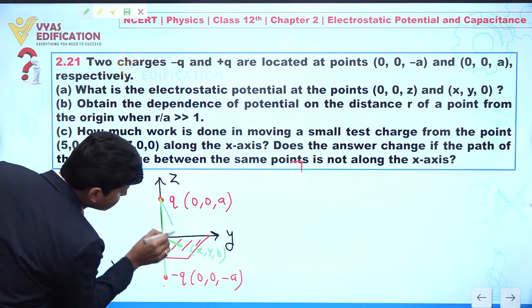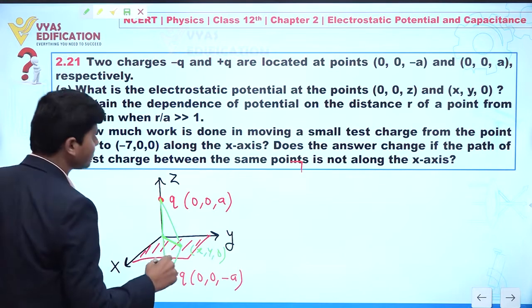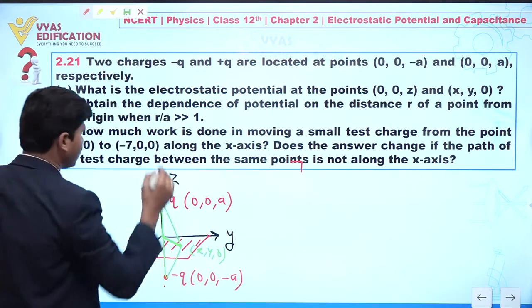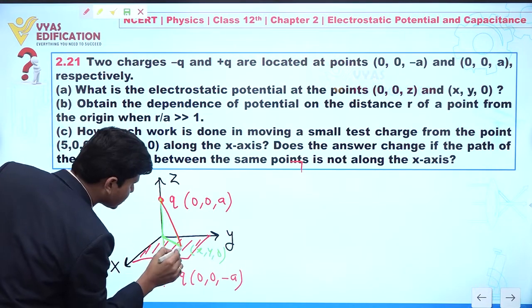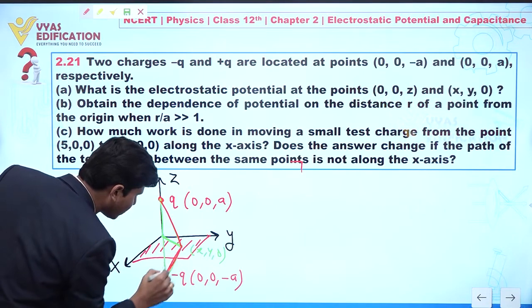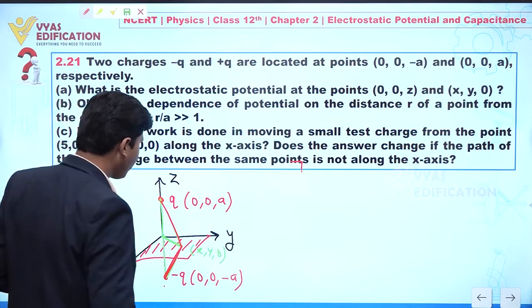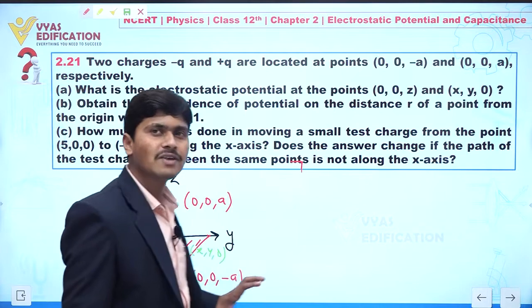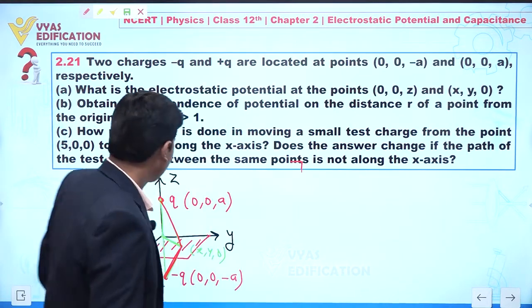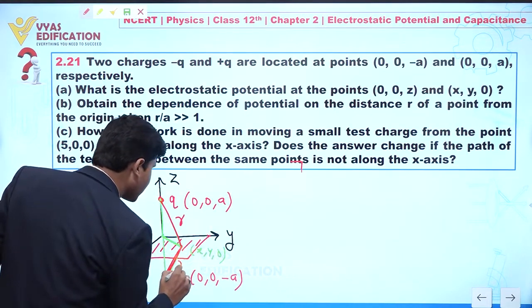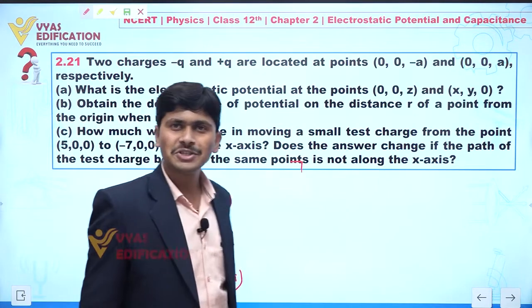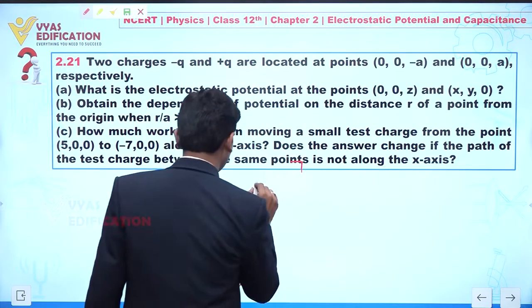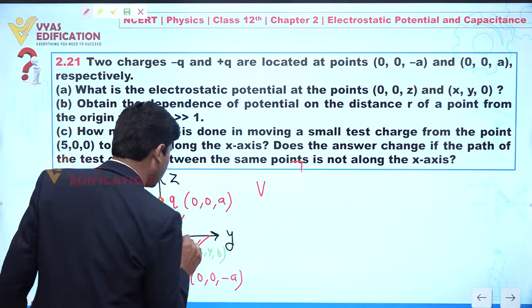So from the charge q, this distance and this distance always remain the same. Now we can say here we have two equal and opposite charges, and the distance from these two charges is the same for the point (x, y, 0). It means we can calculate the value of electric potential at point P.